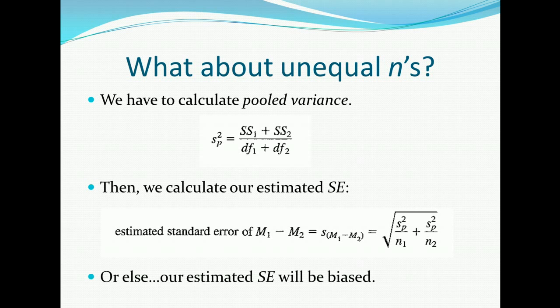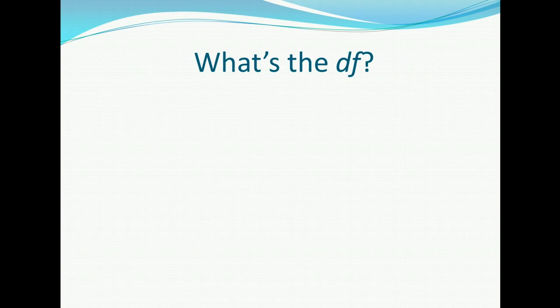If you don't do this, your standard error will be biased, and therefore you might not end up rejecting the null when you should. So it's very important that you get the correct estimation of standard error. So what's the DF? What's the degrees of freedom?